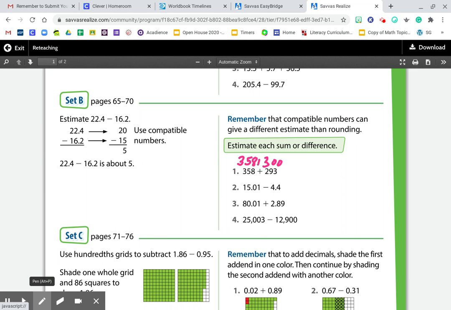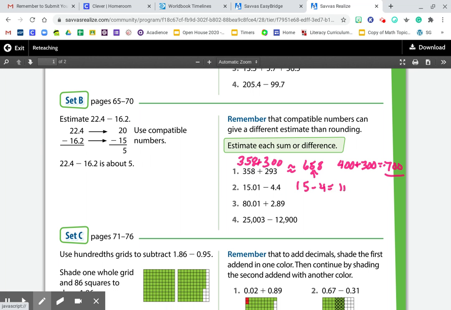358. So rounded, I would say my answer would be around 658. Some people might round the first value to 400, the second value to 300, and you might get 700. I like my answer better because it's closer to the actual answer, but this one's fine too. 15 and 100ths minus 4.4. I might round that: 15 minus 4 equals 11. That's pretty good. Close enough.